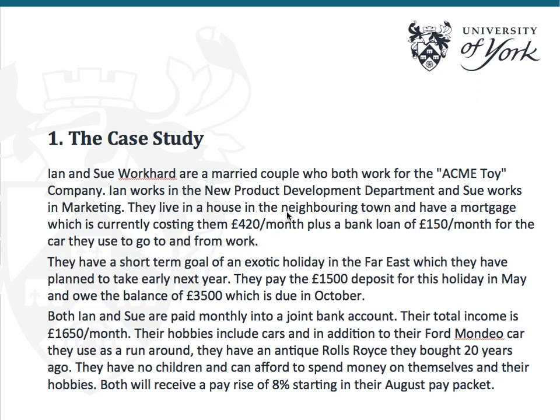So in addition to the Ford Mondeo car that they use as a runaround, they also have an antique Rolls-Royce, which they bought 20 years ago. They've got no children, so they can afford to spend money on their hobbies, especially driving the car around, their Rolls, of course. Both will receive a pay rise of 8% starting in their October pay packet.